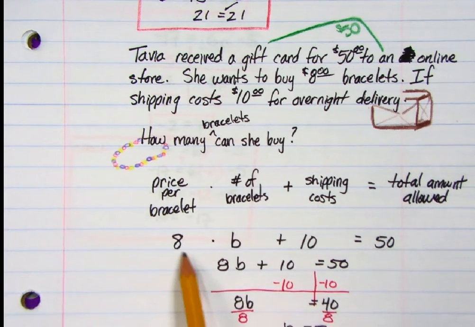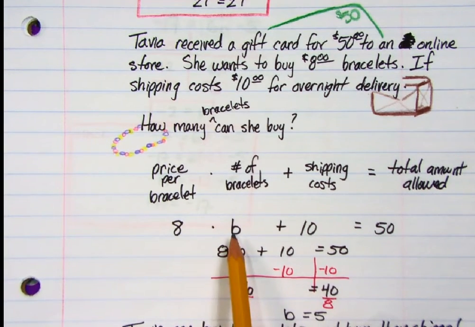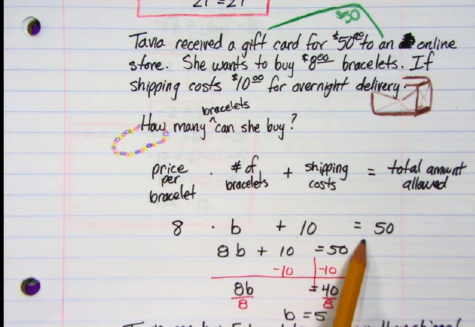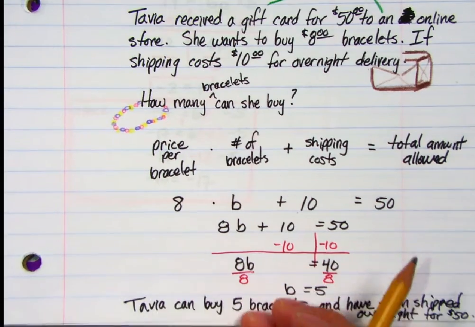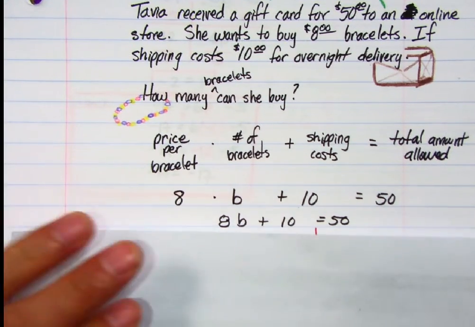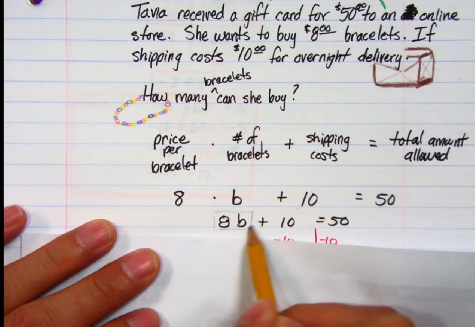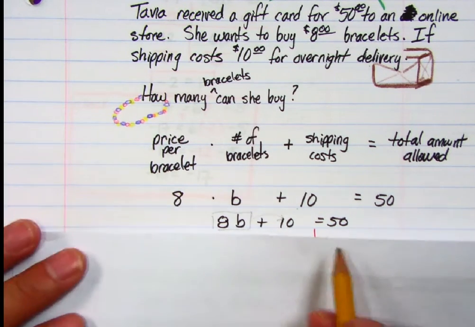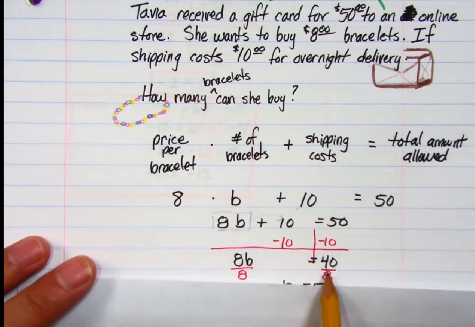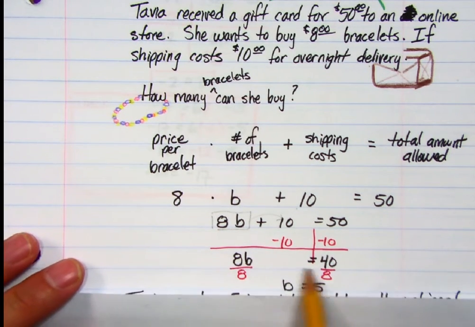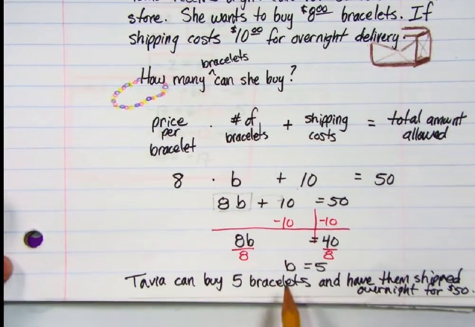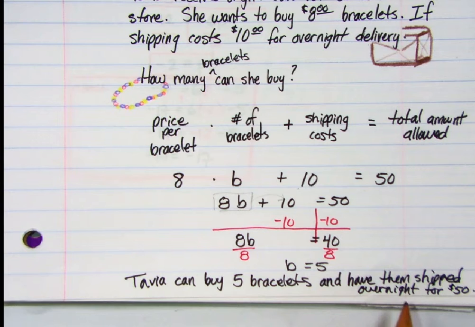So I know that $8 is for the bracelets. I don't know how many bracelets yet, but I know that there's going to be $10 shipping cost, and the total that she can spend is $50. So I go ahead and set this up. Notice right here, here's my variable term. I leave that alone. Get rid of the shipping cost first. Say, look, if I got $50 and 10 of it is in shipping, that leaves me with $40 just for bracelets. Then I can divide by my coefficient, and I find out that Tavia could afford 5 bracelets and have them shipped overnight, all for $50.